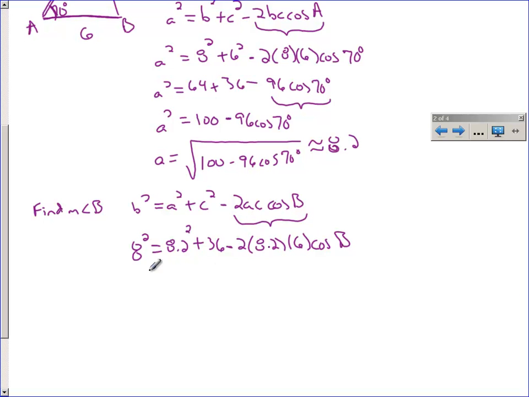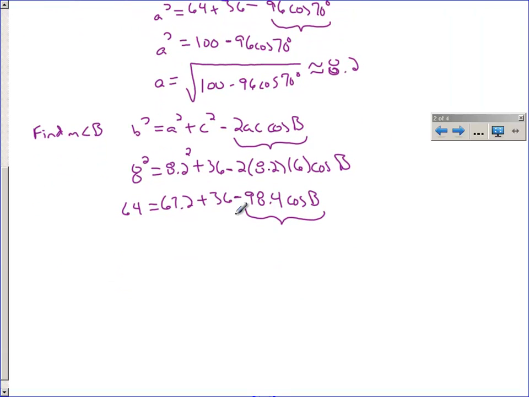Alright, so let's keep doing some math here. 8 squared is 64. 8.2 squared works out to be 67.2 plus 36. And then all of this, 2 times 8.2 times 6 is 98.4 times the cosine of angle B. Please notice that this is all together. You may not subtract that from the 36. Some of you will do it in class, and I will tell you you couldn't have done that because you're supposed to multiply before you subtract.